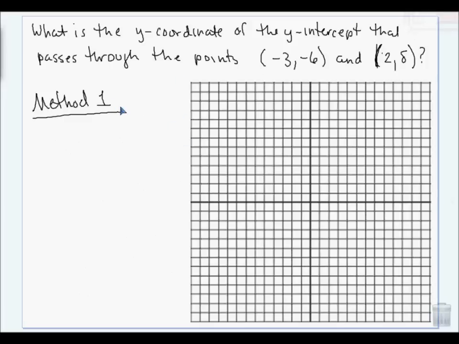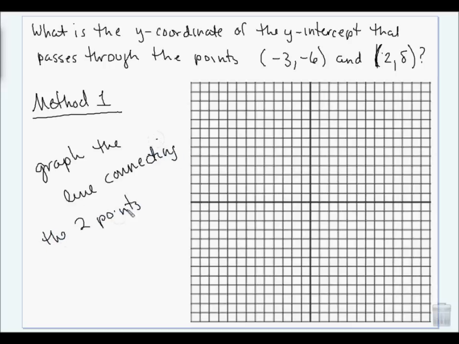There are two ways we can do this. We can do this algebraically or graphically. Okay, so method 1 is graphically. So we're going to graph a line connecting the 2 points. So our first point is -3, -6. So 1, 2, 3, 1, 2, 3, 4, 5, 6. And our next point is 2, 8. So 1, 2, 1, 2, 3, 4, 5, 6, 7, 8.